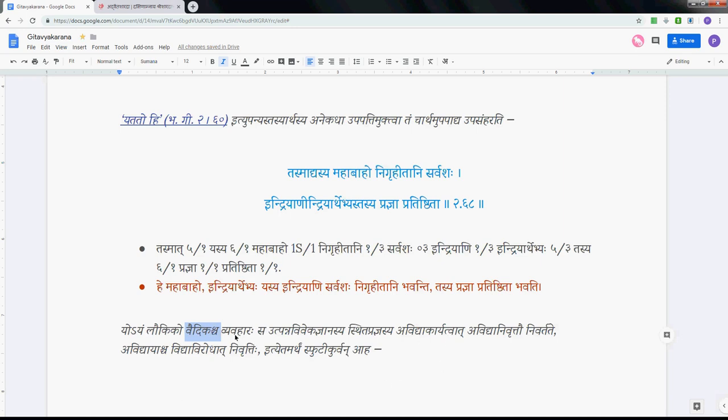Therefore, Avidya Karyatvat, utpanna viveka jnanasya sthita prajnasya avidya nivruttau nivartate. So what happens? Yo ayam laukika vaidika vyavahara, utpanna vijnanasya sthita prajnasya nivartate. For this sthita prajna, this laukika vyavahara and vaidika vyavahara, both will go. If one becomes a sthita prajna, both laukika and vaidika vyavahara will go.